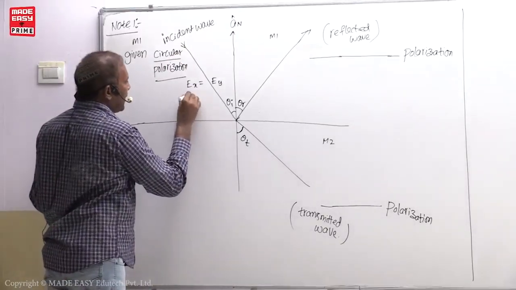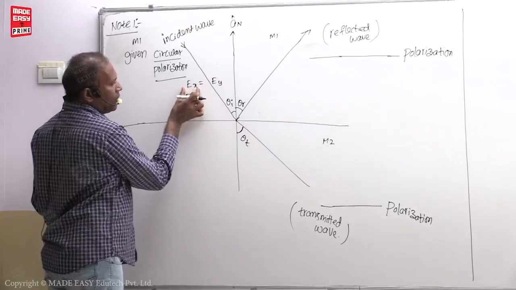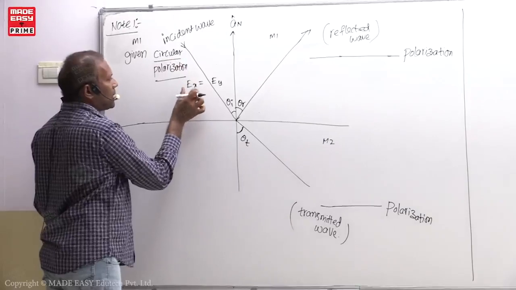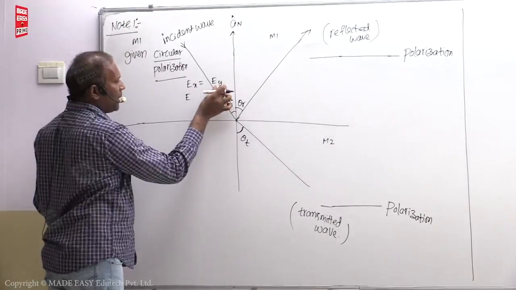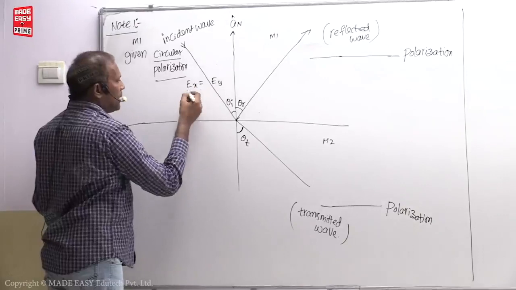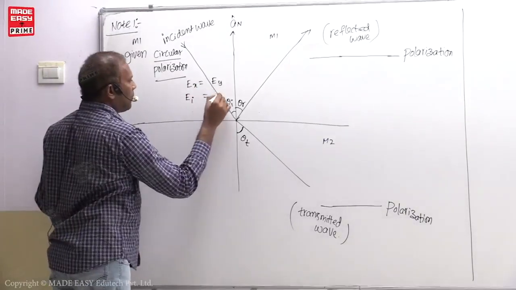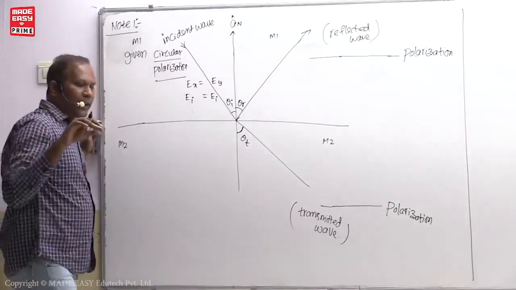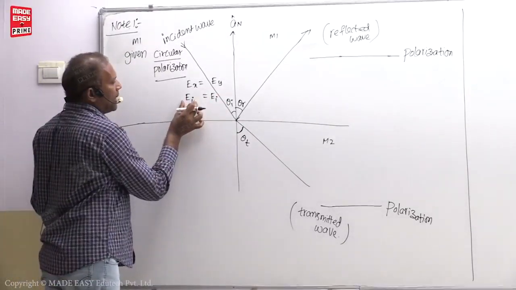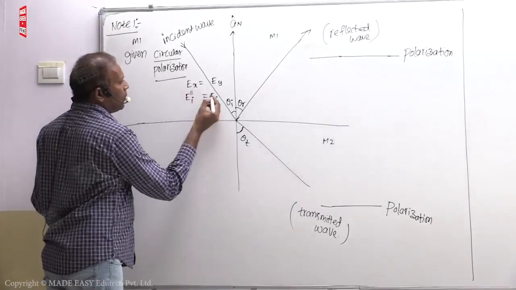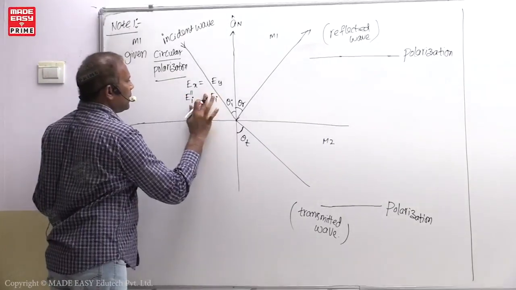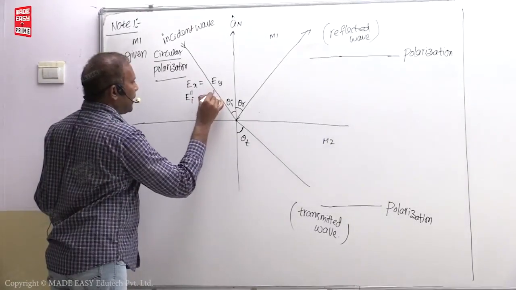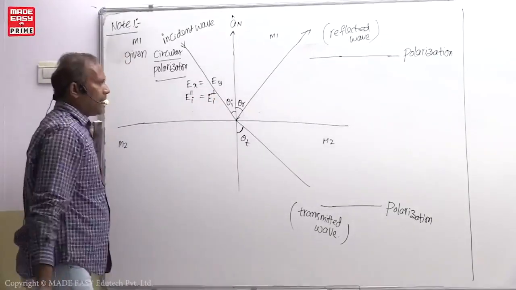If you take this as a parallel component, this will be the perpendicular component. So for circular polarization, the electric field x component is equal to the electric field y component. I am selecting this for the incident wave. This is also for the incident wave. For your convenience, I am selecting this as the parallel component, and automatically this one will be the perpendicular component.